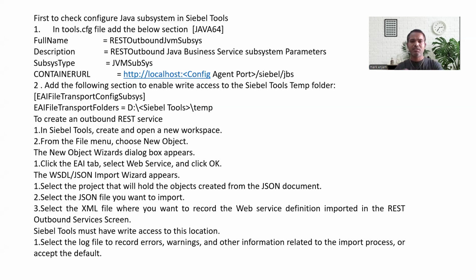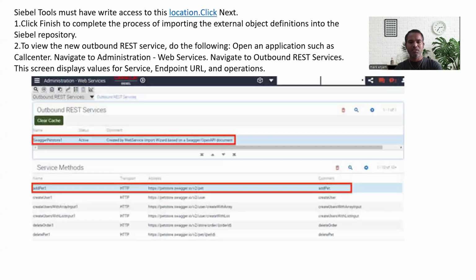Following that is the section where you can see the file system transport, where we represented the Siebel Tools. Now we are going to get the JSON format and import it with the wizard. If you see this JSON documentation, select the JSON file and import it. Then it will create one proxy service, and the integration objects will be created.